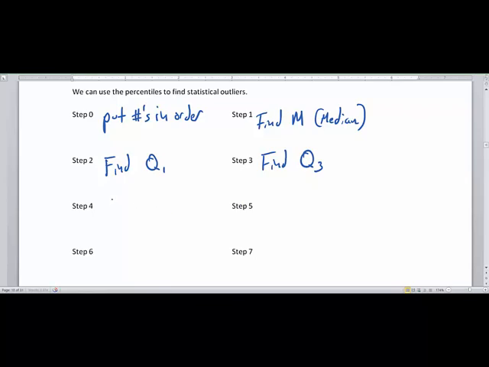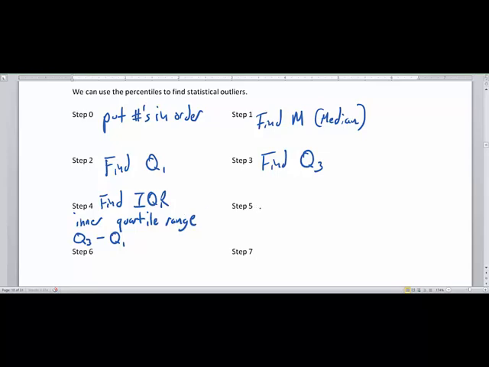Now, once we found our Q1 and Q3, we're going to find the IQR. The IQR is an abbreviation for the interquartile range. The interquartile range is going to be taking your Q3 minus your Q1. Think about the interquartile range like finding the range of a data set. The range of the data set is maximum minus minimum, and for the interquartile range, it's Q3 minus Q1.